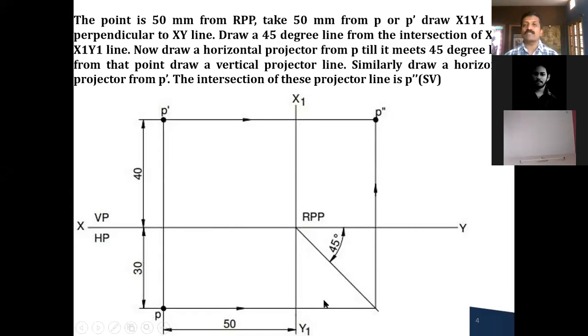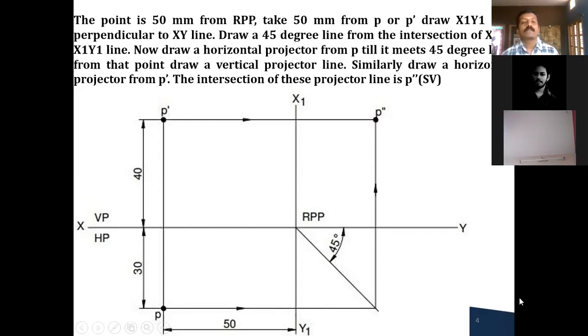That means to transfer the same distance from the top view to the side view, we need to draw a 45 degree line. So from the origin you can draw the 45 degree line. After drawing the 45 degree line, from the top view P, you draw a horizontal projector line like this. You observe the cursor. Once it meets the 45 degree line, now you draw the vertical projector like this. You have to put the arrow marks also to some length.